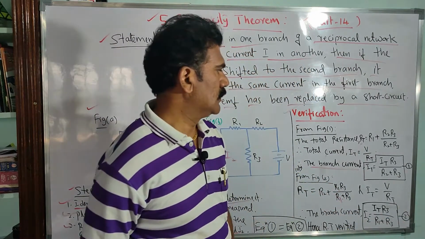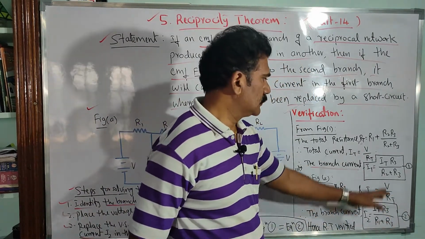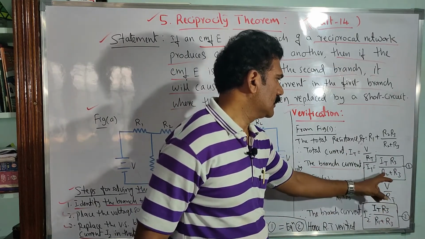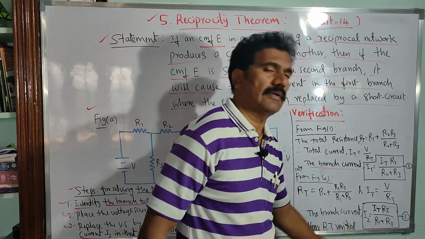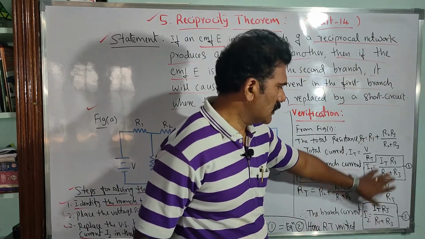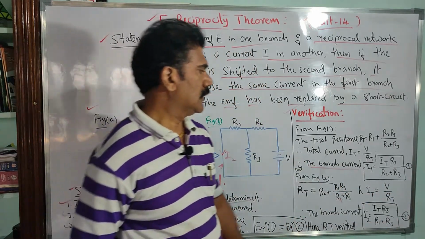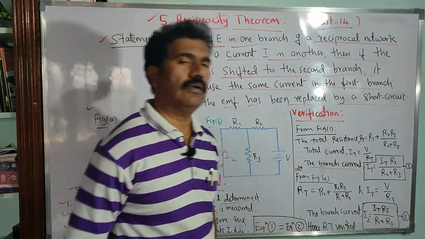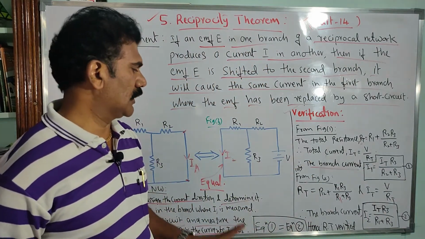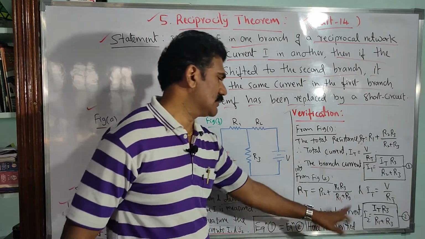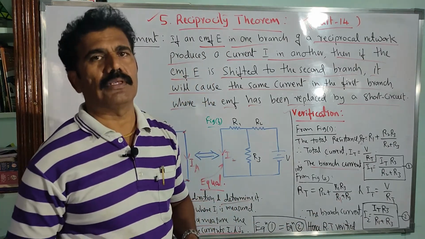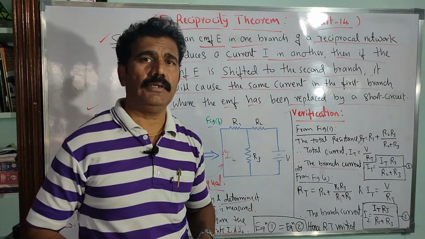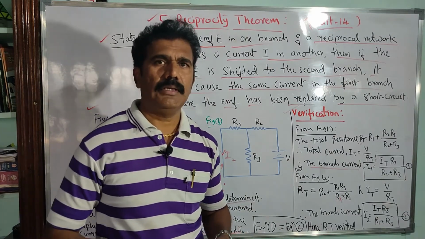That is equation 2. What is the difference between equations 1 and 2? The calculated current IT may be different as per the formula. R3 is the same in both, divided by R2 plus R3 in one and R1 plus R3 in the other. If you consider these two formulas, you will find that I1 is equal to I2, so equations 1 and 2 are equal to each other. Hence the reciprocity theorem is verified. Is it clear? That's all about the reciprocity theorem. See you in the next video.